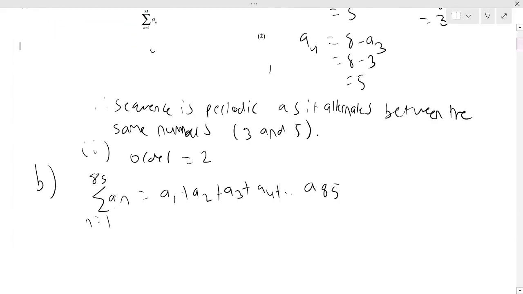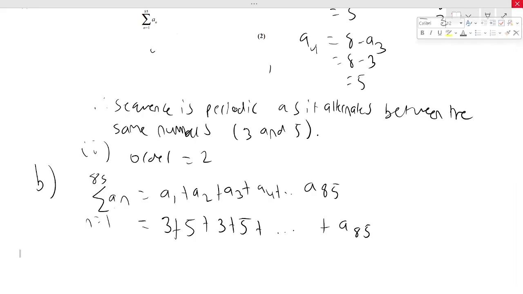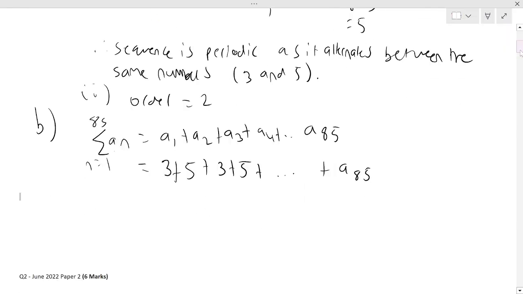So again, like I said before, the best thing with an unfamiliar series is just to add the first few terms, right? Let's see what happens. So remember, A1 was 3, then we got 5, then we have 3, then we have 5, and then it goes on, and then we have the last term, A85. I'm maybe not too sure what it is yet, but that's fine. Let's leave it there. Hopefully you recognise we have a pattern of 3s and 5s. And so essentially we're going to be adding some lots of 3 and some lots of 5.